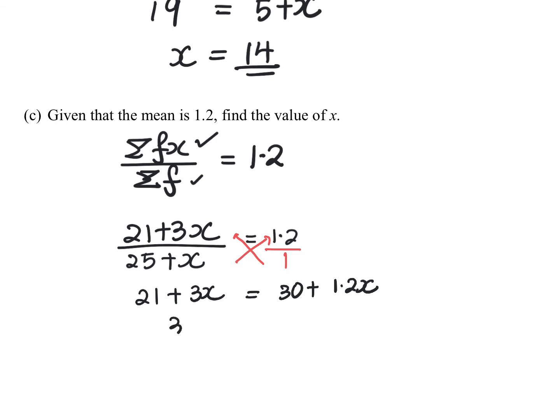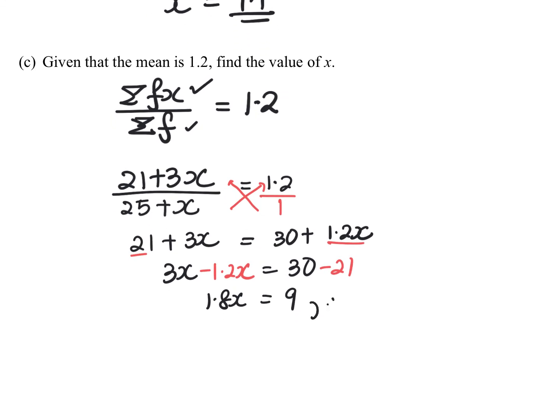Rearranging our x value, so 3x minus 1.2x equals 30. I bring over the 21, minus 21. And I'll get 3 minus 1.2 is 1.8. Right? And 30 minus 21 is the number 9. Now I want to get the value for x. I'm going to divide by 1.8. So 9 divided by 1.8 gives me the number 5. Okay, so the value for x is 5.